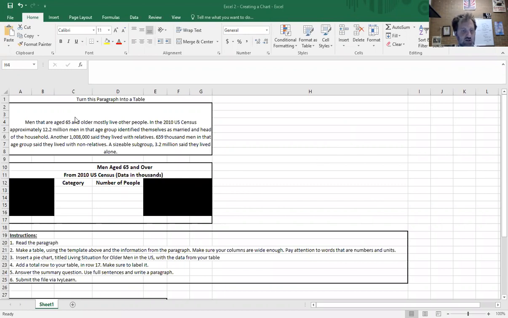The first thing you're going to need to do is turn this paragraph into a table. So you're going to read through here and extract the information you need. Basically every sentence after the first one turns into a line here. So, for instance, 2010 U.S. Census, approximately 12.2 million men in that age group identified themselves as married and head of household. So the category is married and head of household. The number is 12.2 million.